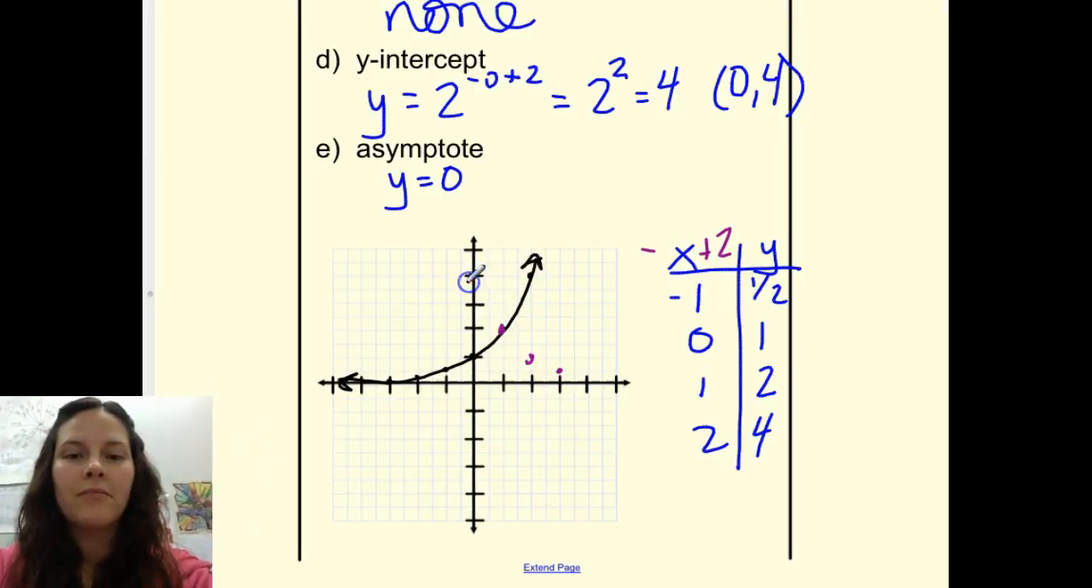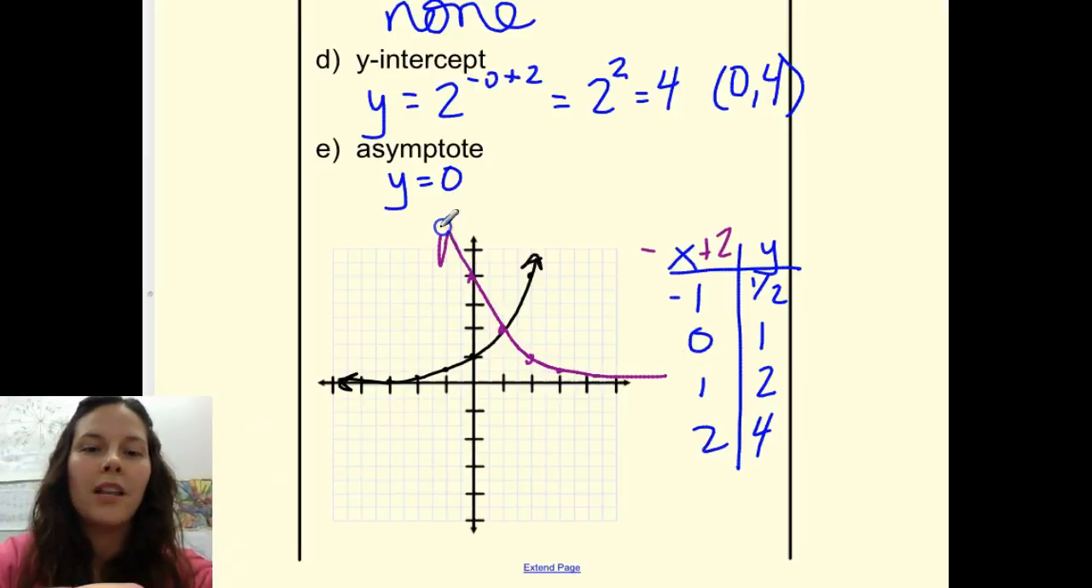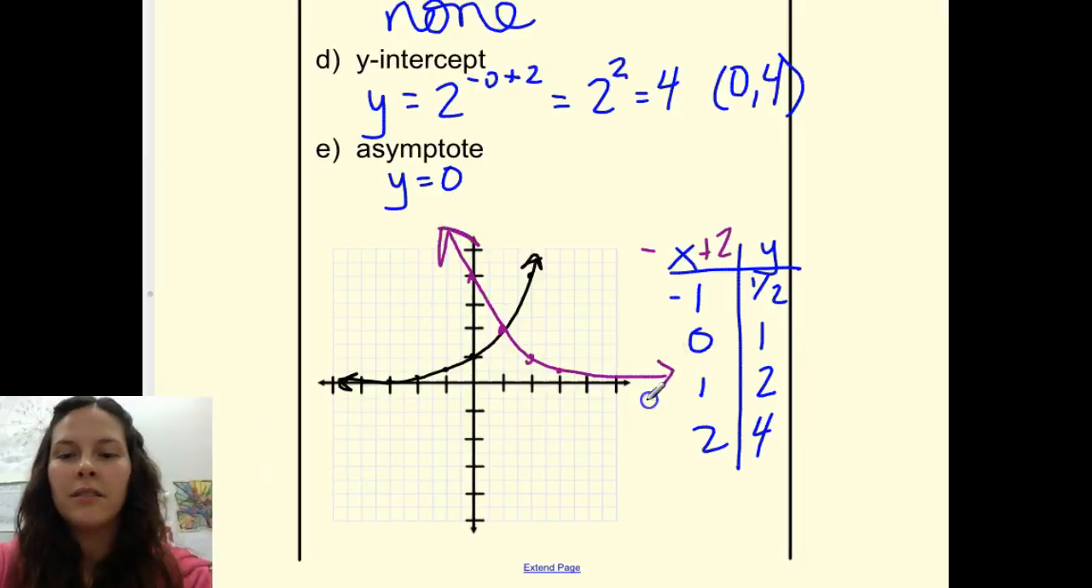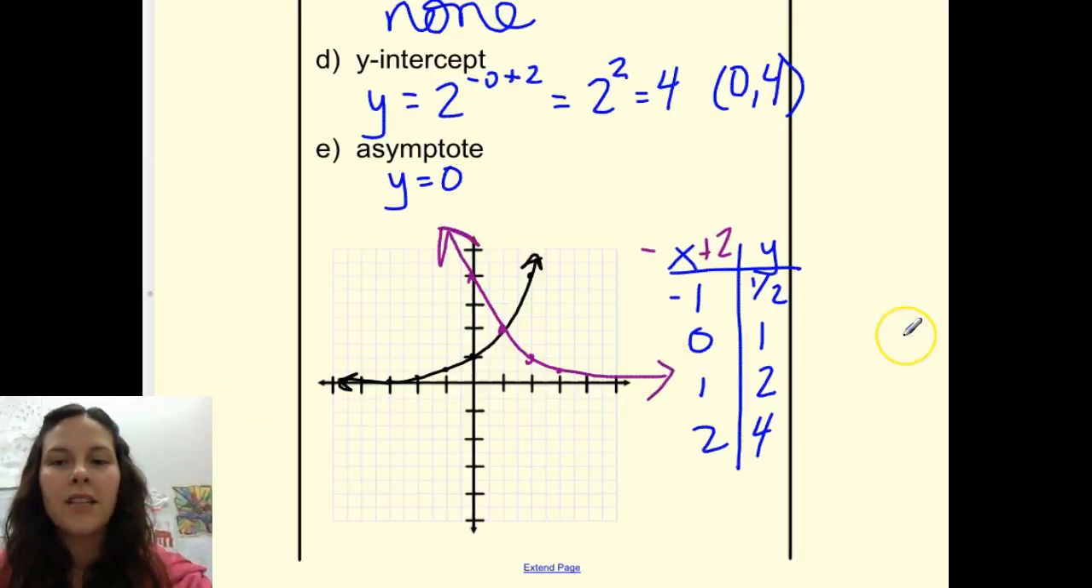So notice the horizontal reflection on this one, it looks like our graph is decaying. This time I'm going to start the asymptote again, trying to get as close to that line as possible without curving up. So again, this one was shifted to the right 2, and a horizontal reflection. So that's why this graph looks like a decay instead of a growth function.